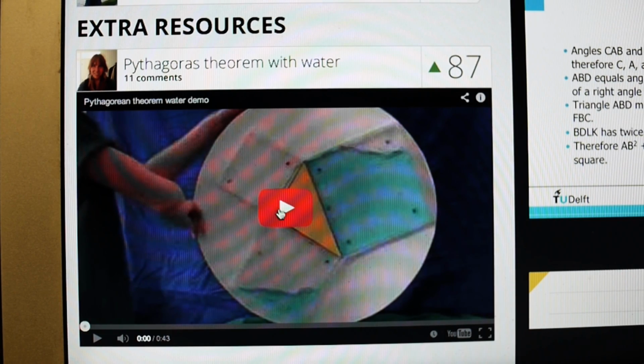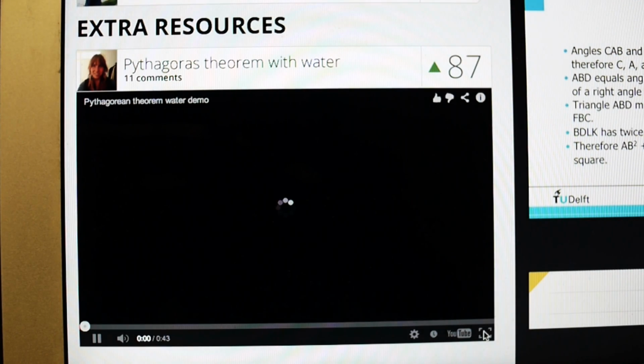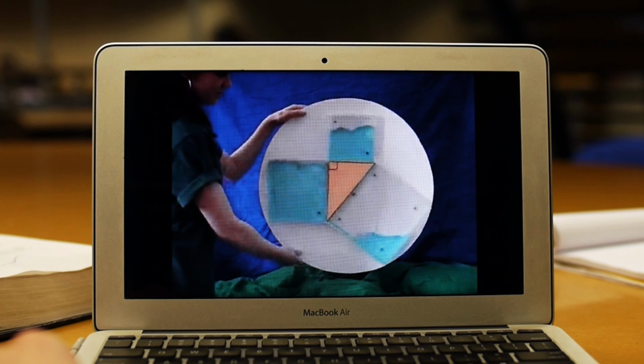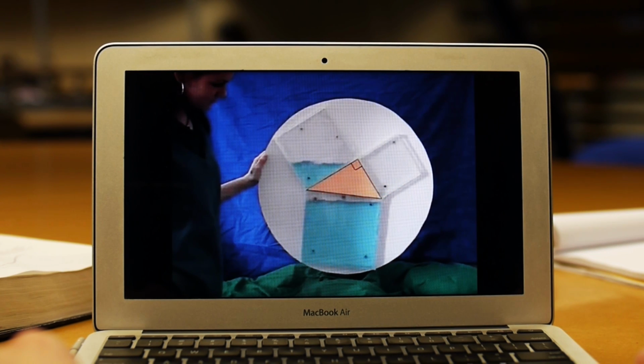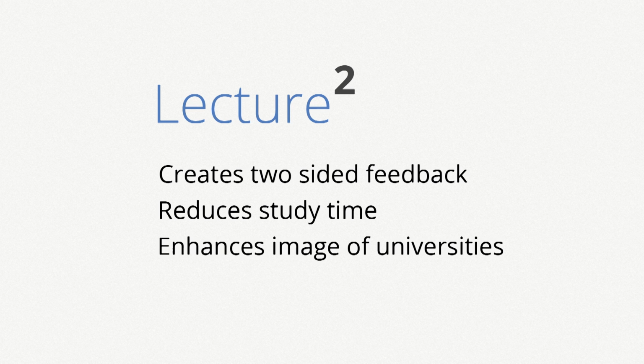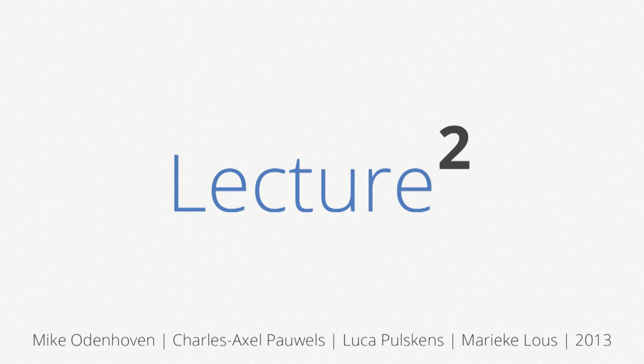In their quest for understanding, students often stumble upon valuable additional material. Lecture² offers a platform for sharing these resources. The teacher can also add reading, exercises, or movies. So, to sum it up, Lecture² facilitates valuable feedback, both for students and teachers. It reduces overall study time and enhances the image of universities through cutting-edge educational methods. This is Lecture², raising education to the power of 2.